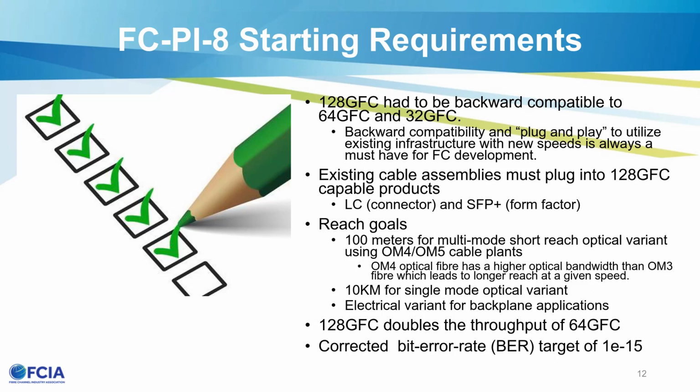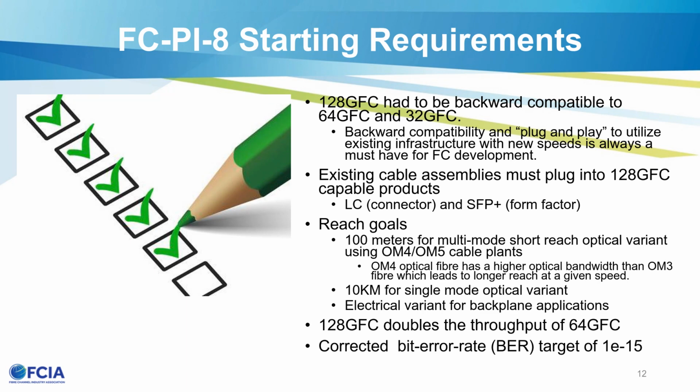Everybody familiar with FC knows it's really important that we could have a 128 GFC HBA or switch, and you could plug 64 or 32 GFC optics into it, and you can communicate over the existing optical infrastructure. So existing cable assemblies, they must plug into the products. Typically, and you'll see this in a later slide, we've got an LC connector, and Fibre Channel, unlike some of the other variants, is primarily an SFP form factor. So it's LC connector and an SFP form factor.